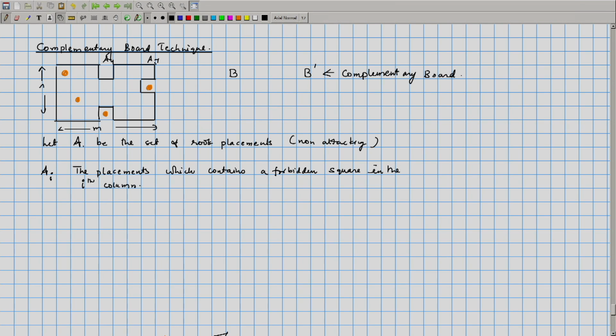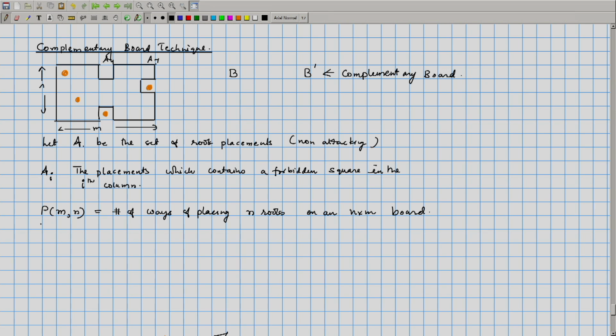The total number of rook placements was easy to count. We can denote that by P(m, n). This is the number of ways of placing n rooks on m columns, or placing n rooks on an n cross m board. We can assume that m is going to be larger than n. If m is less, then we cannot really place n rooks, and the count will automatically be 0. So the size of A is just going to be P(m, n).